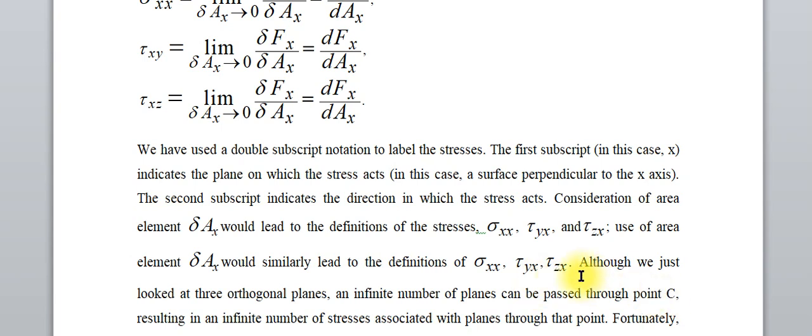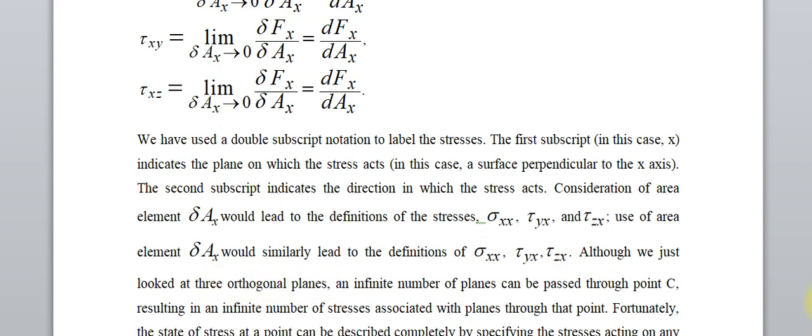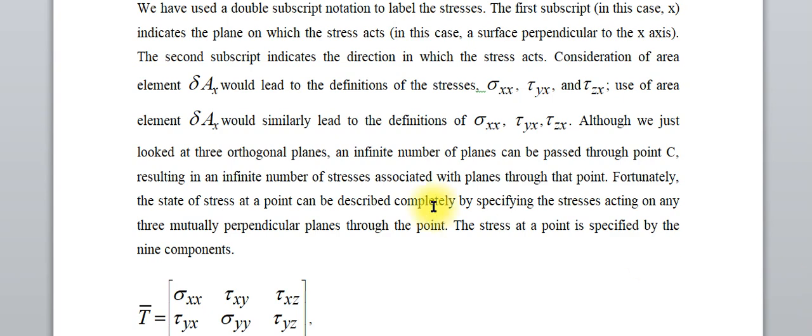Although we just look at the three orthogonal planes, which are perpendicular to each other, an infinite number of planes can be passed through point C. As I have mentioned before, an infinite number of planes can be passed through point C, resulting in an infinite number of stresses.